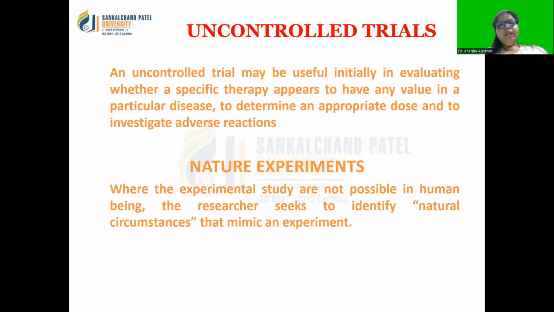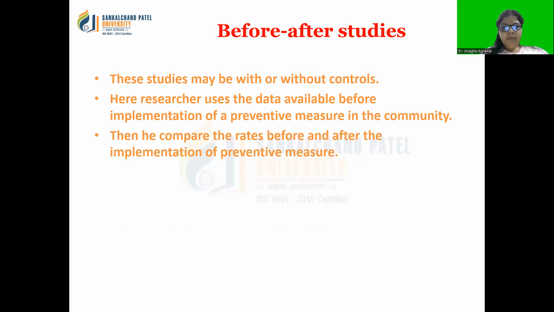So we cannot actually control those trials. Those things are actually happening in nature, and we are unable to take control over them. So we have to just see and we interpret accordingly. Then the nature's experiment, where an experimental study is not possible in human beings, the researchers seek to identify natural circumstances that may make an experiment. So for some disaster studies, we actually cannot make any disasters to study that, right? So whatever disasters have happened in nature, we have to take their references and come to an inference.